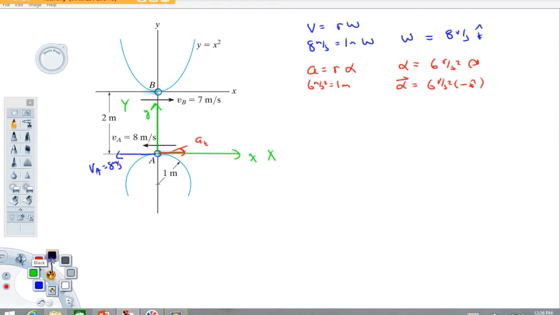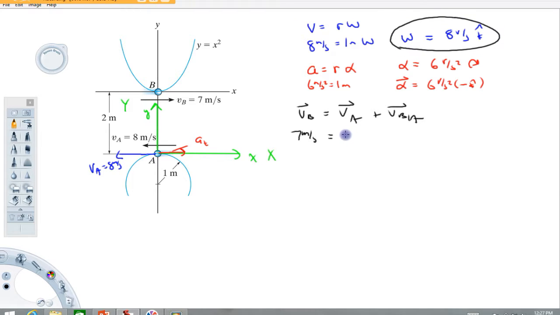Okay, so now when we write out a velocity equation for B with respect to A, the velocity of B is equal to the velocity of A plus the velocity of B with respect to A. The velocity of B is 7 meters per second in the plus i direction. And again, this is your problem, so I'm not going to do all of this. The velocity of A is 8 meters per second in the minus i direction. That's going to go here. This term is going to have a term due to the angular velocity crossed with the position here. So it's going to look like negative 8 meters per second.